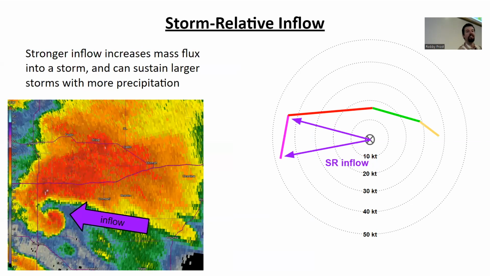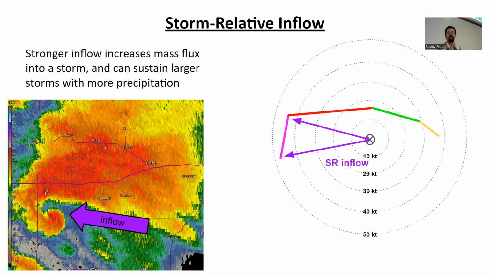Really good observation. So the fun starts when you start cranking the different speeds of your storm relative inflow. If you have stronger storm relative inflow, this is literally going to inject more mass into your storm at once. It can grow larger. Stronger storm relative inflow, that vector from your storm motion to those low levels, can make a bigger, stronger storm and can sustain one. And these bigger storms can produce more precipitation.